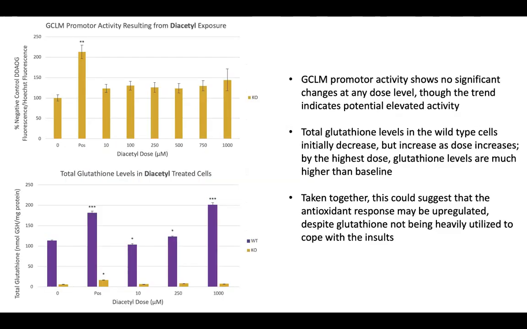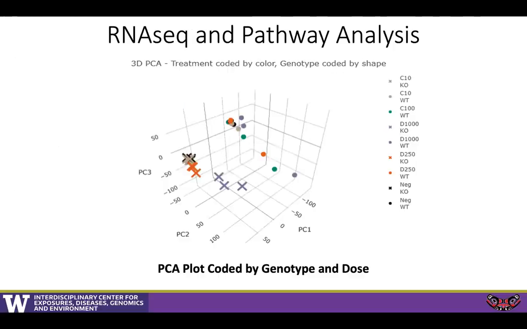We did see an induction overall in the GCLM promoter activity, although in individual doses this was not statistically significant. It did cause some depletion of glutathione in the wild type cells at the intermediate doses, but induction at the highest dose, again, suggesting a turn on of the antioxidant response at the higher doses for the wild type cells.